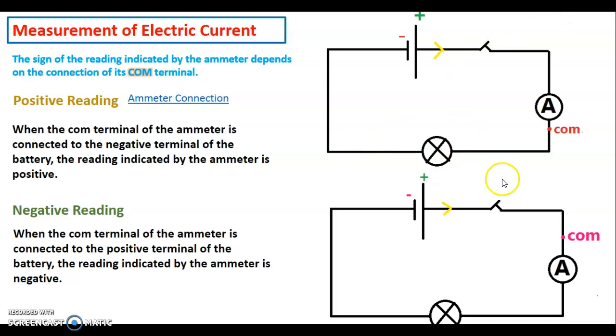So we have that the COM terminal here is connected to the positive, while the other terminal, which is not shown, and it is not necessary to show the A terminal, it's enough to show the COM terminal. So here the A terminal, or the positive terminal of the ammeter, is connected to the negative terminal of the battery, and the COM is connected to the positive. So we have positive to negative. That's why the reading is negative.